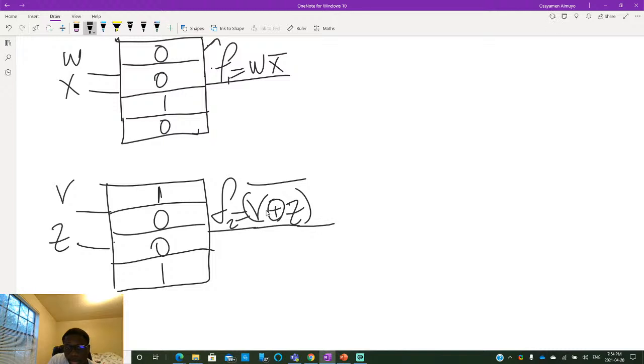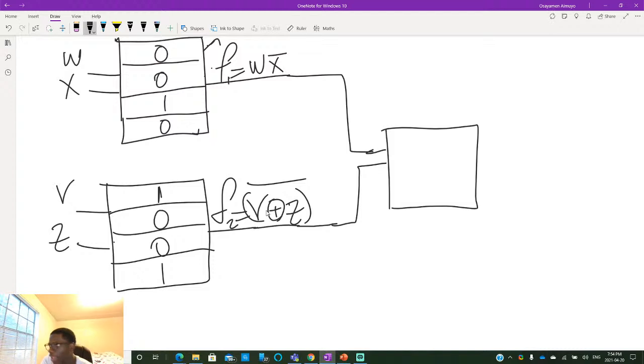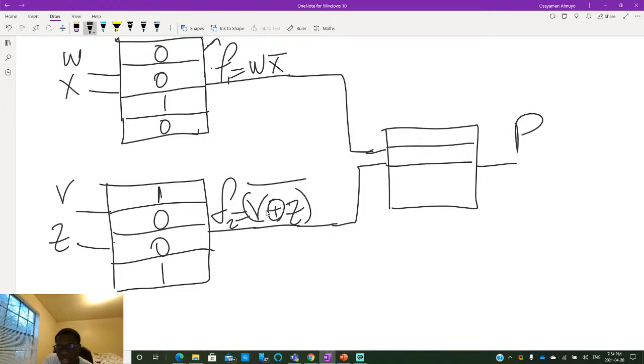Okay, so now we're not done yet because we need to OR these two. So these two would come in as inputs into another ROM, and it will be a 4 by 1. So this at the end should give us P.